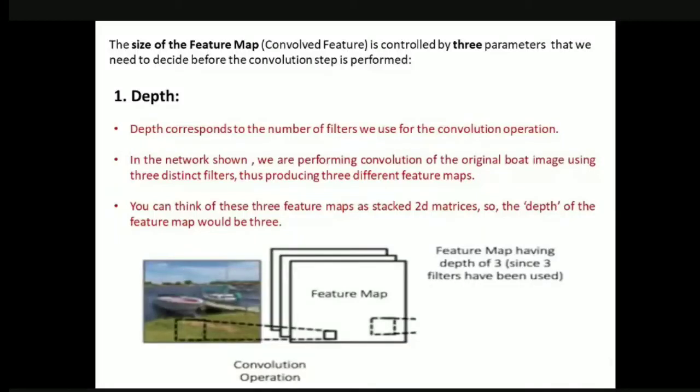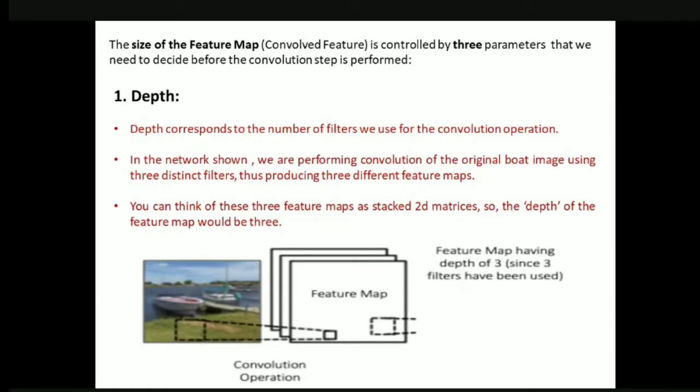the feature map. I already told you that when we take an input image and apply some filter on that input image, we get a feature map, isn't it? So this convolution or convolved feature will be controlled by basically three important parameters.